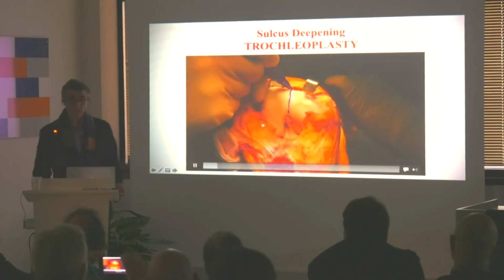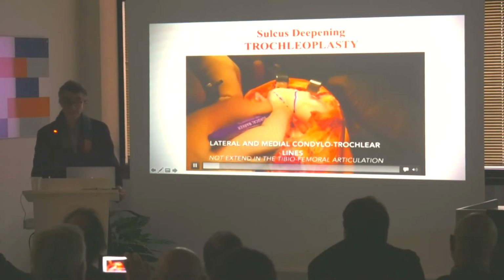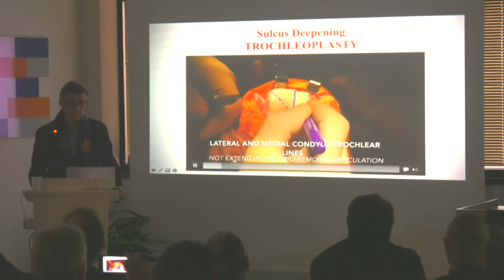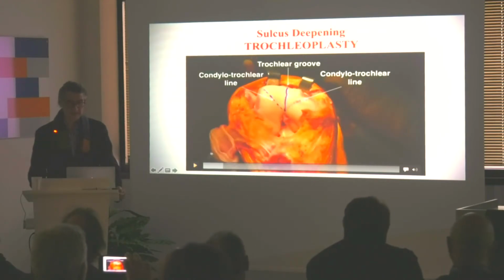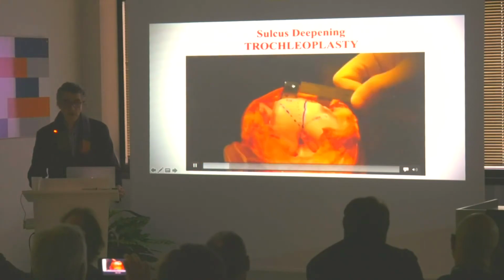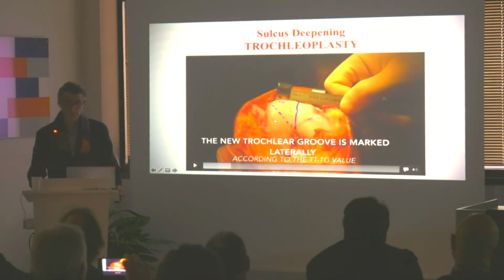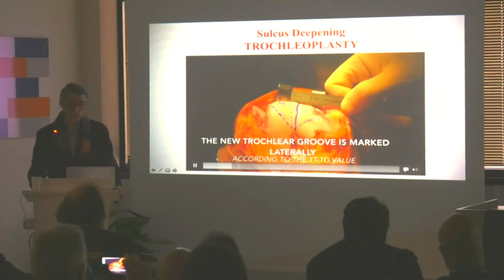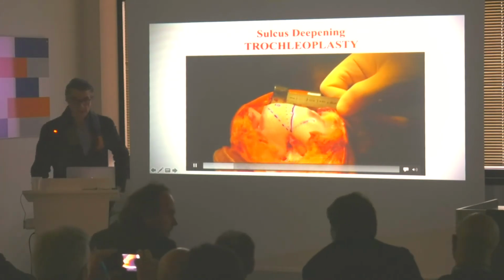So you will mark the native groove line, the medial and the lateral facet. And this is exactly where you have the condylotrochlear line on the medial facet. And you see that there is nearly no medial facet on this patient. And then, when you have done that, you have measured the TTG on the MRI or on the CT, and you mark your new groove. So this is a proximal realignment that you will do. For example, here it's 10 millimeters.